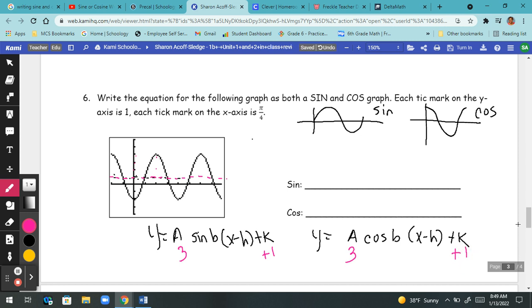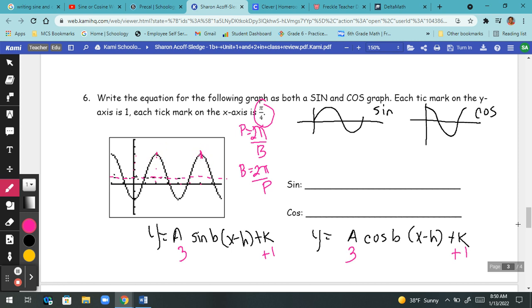Now we have to find B. So we remember that the period is 2 pi over B. So B is equal to 2 pi over the period. So we have to find the period for this graph. So you count from peak to peak. And he said each tick mark is pi over 4. So that's the easiest way to do it. 1, 2, 3, 4. You see that?